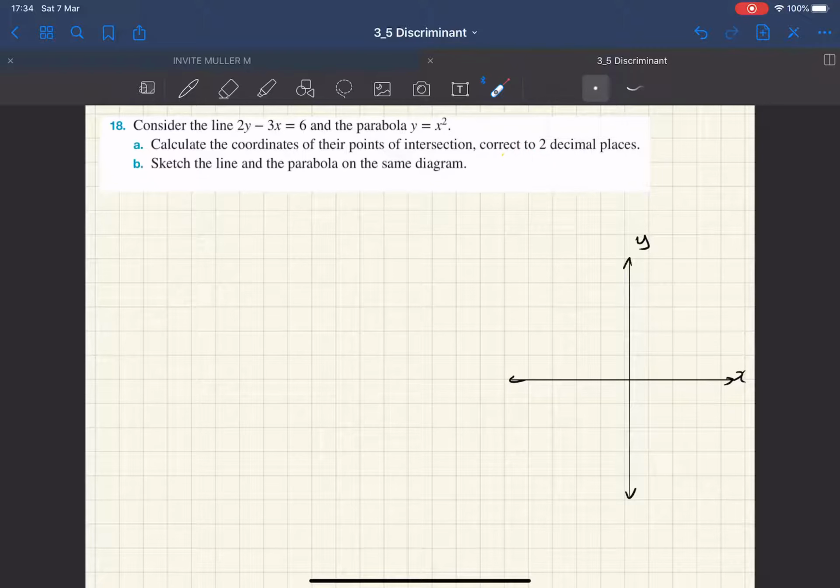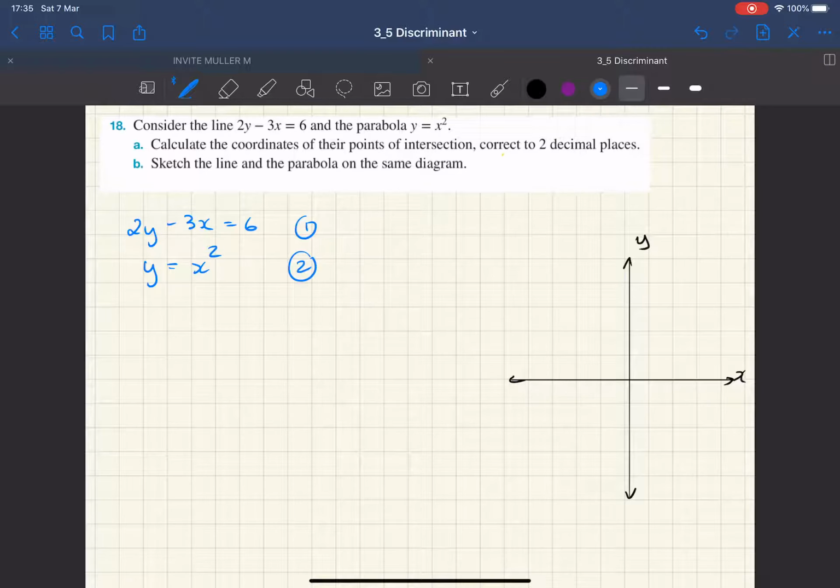I'm going to do it manually to show how the algebraic working works. Otherwise, you can just put these two equations into your graphics calculator and find the answer. Let's do a quick calculation. I'm going to call my first equation, 2y minus 3x equals 6, equation 1, and y equals x squared equation 2.